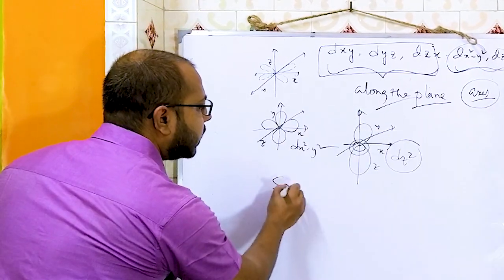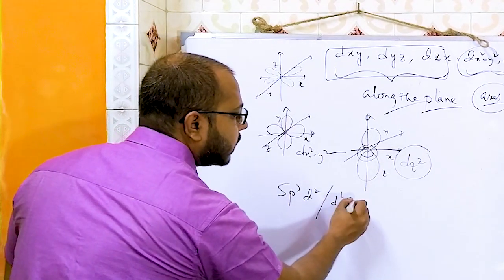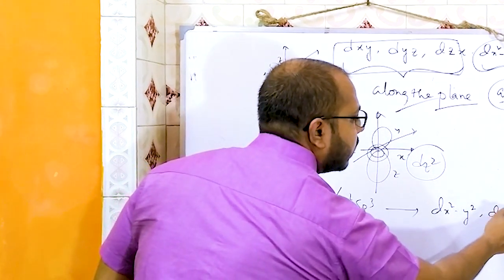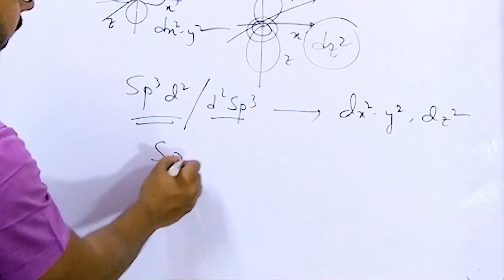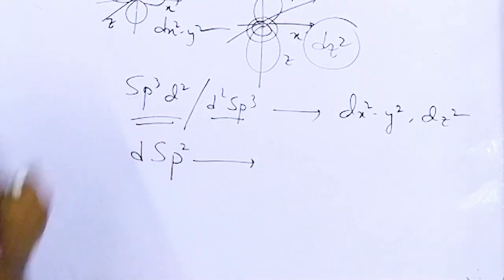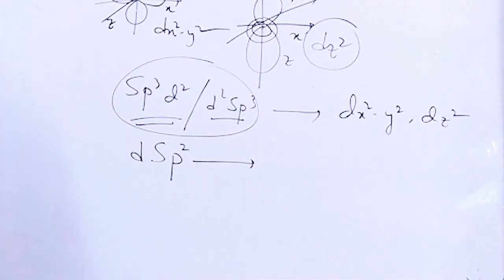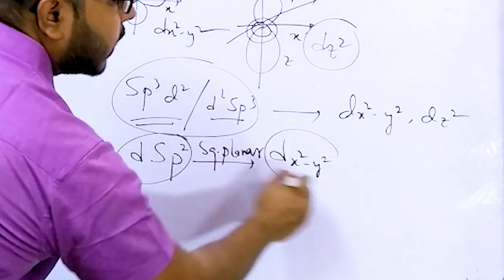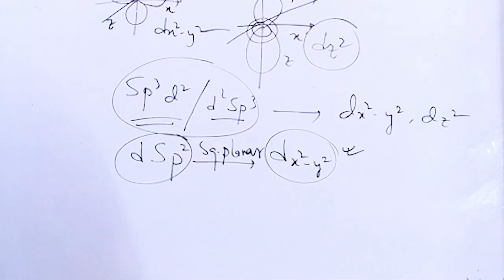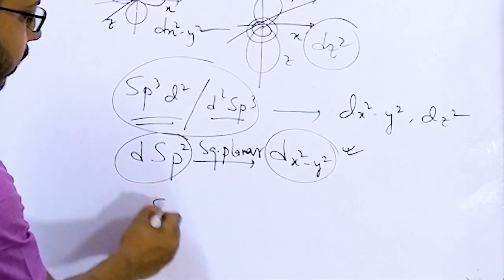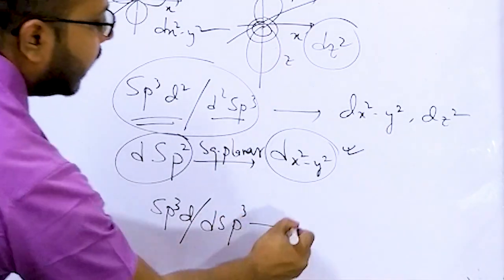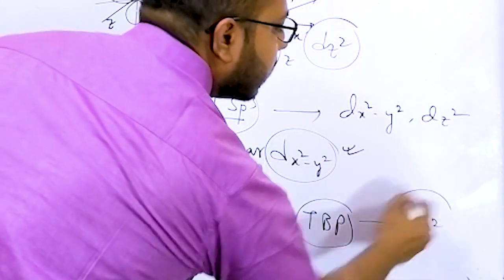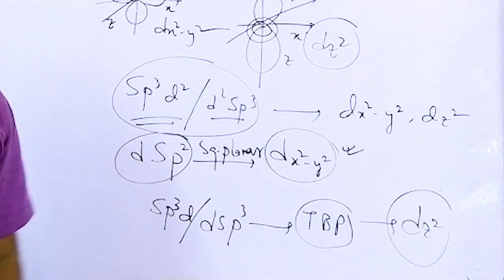Now come to this part, sp3d2 or d2sp3. Which d orbitals are used? The d orbitals used are dx square minus y square and dz square. I will show you now. dsp2 जब स्क्वायर प्लानर होता है, ये क्या होता है? ऑक्टाहेड्रल. This portion is for octahedral, this portion is for square planar. उसमें कौन सा d orbital used होता है? dx square minus y square. Okay, and sp3d or dsp3, that is the trigonal bipyramidal structure. In that case, the dz square orbital is used. Clear?